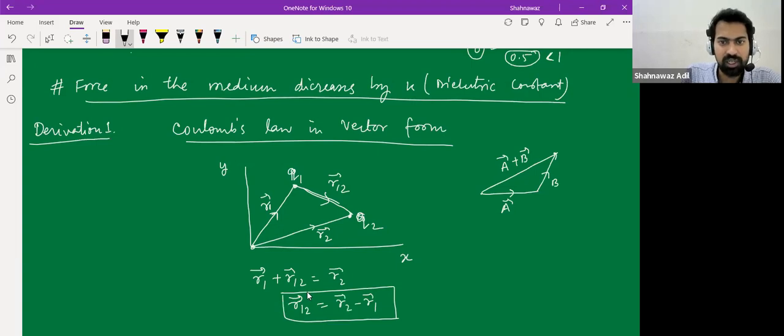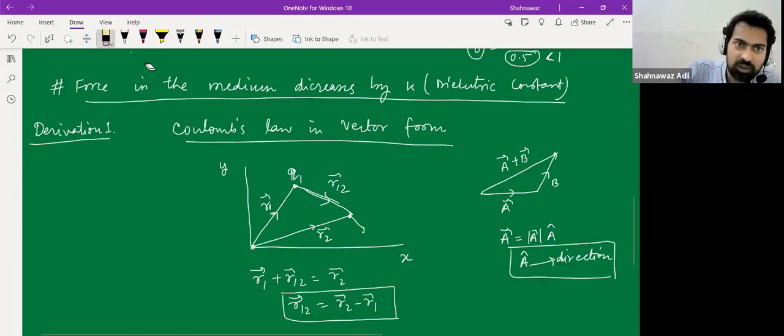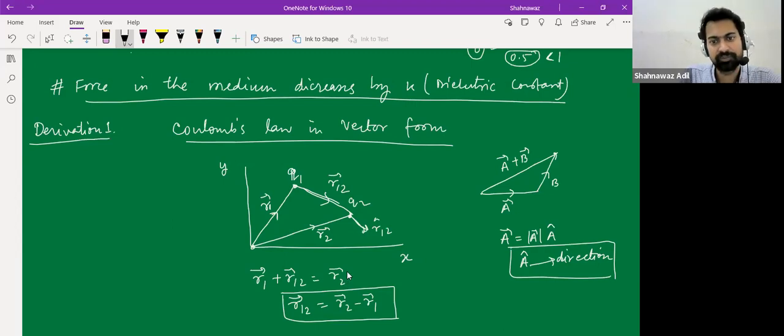And the direction of this R12 vector is this. We represent the direction of the vector by the unit vector. So this tells the direction of the vector. The direction of this unit vector would be this R12 hat, right?